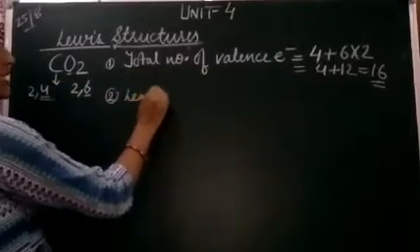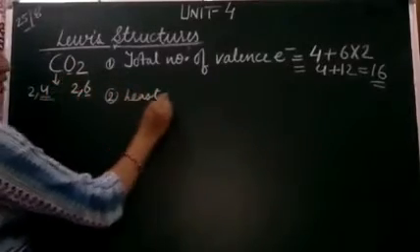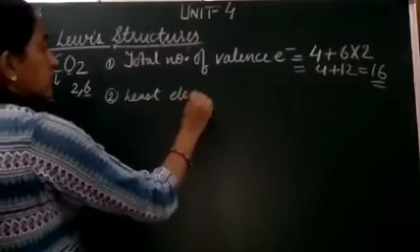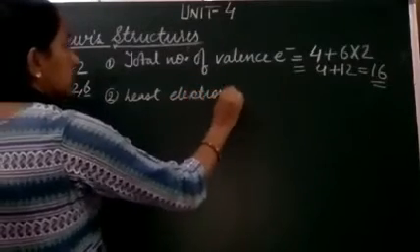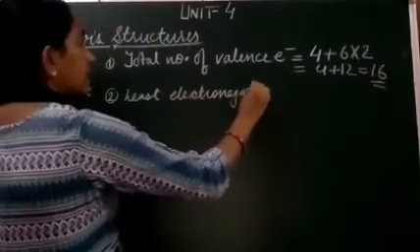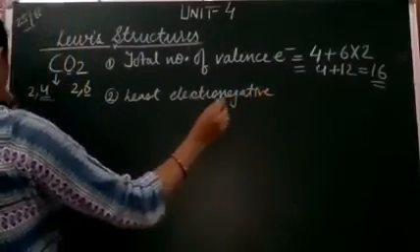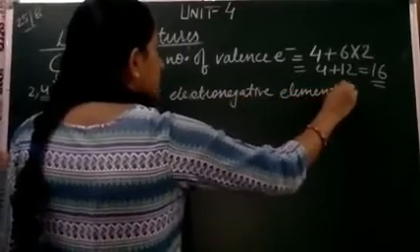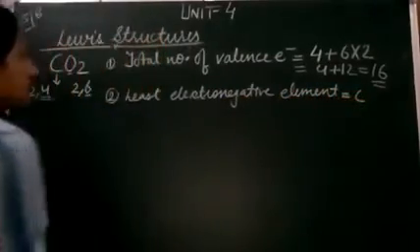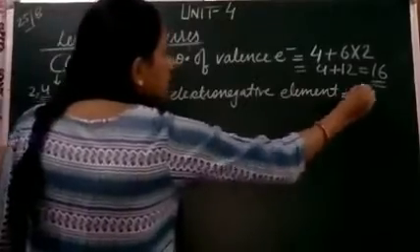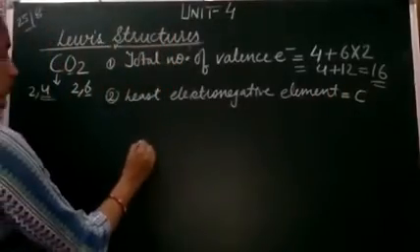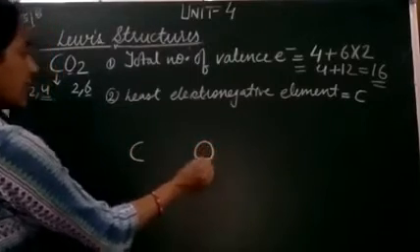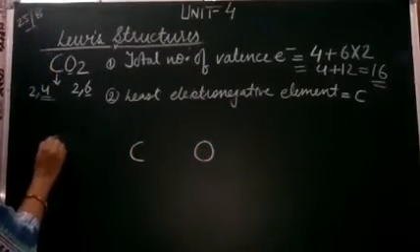Here we can see that we don't have hydrogen and chlorine, so the least electronegative element is what? It is carbon, right? So now we will just draw the structure. Students, you will write here carbon, and this is oxygen, and we have got one more oxygen.